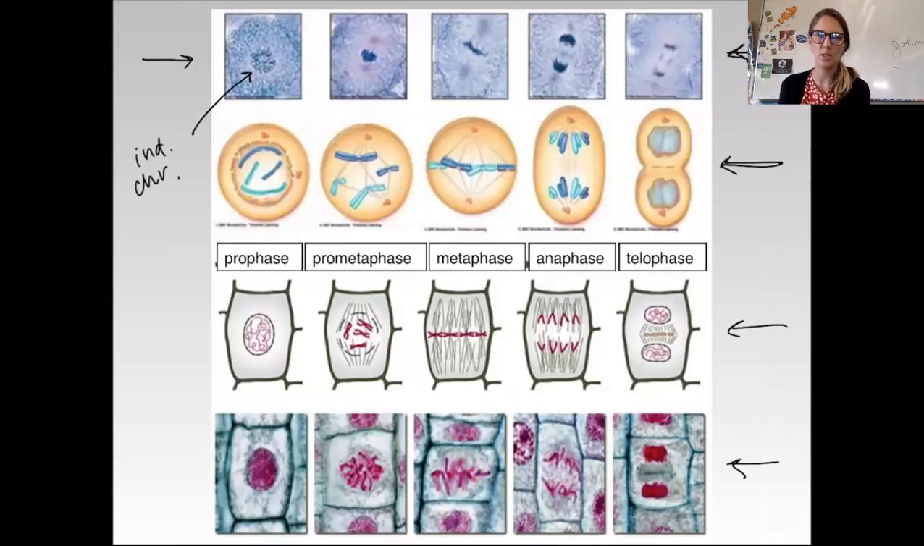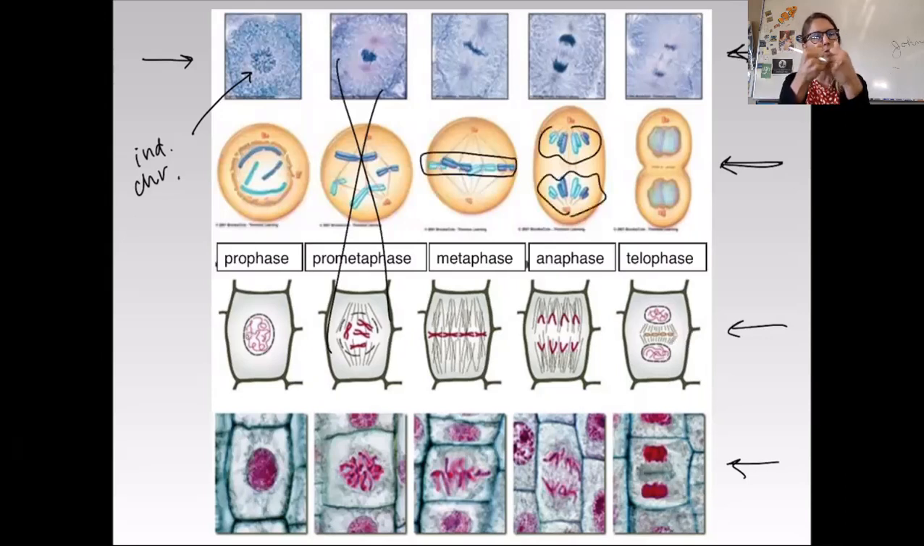Prometaphase, I would never ask you about that one, so don't worry about that. Metaphase, they're going to line up on the midline. Anaphase, they are being pulled apart. Those sister chromatids are being pulled apart by this mitotic spindle. And in telophase, you start to see kind of the nuclear envelope reforming.